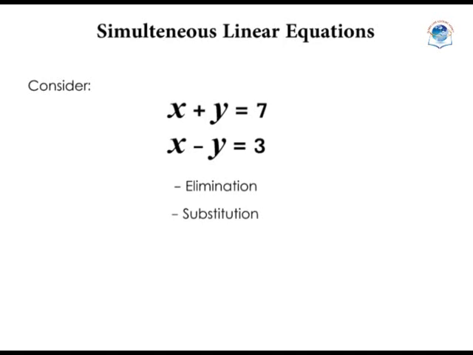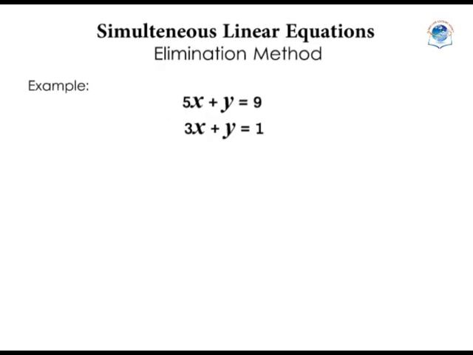Let's take an example. 5x plus y is equal to 9, equation 1, and 3x plus y is equal to 1, we call it equation 2. Now elimination means we first eliminate one of the variables, either x or y. How? By either subtracting or adding the two equations, whichever is necessary. Consider these equations. Suppose we want to eliminate y. Then we shall subtract equation 1 minus equation 2.